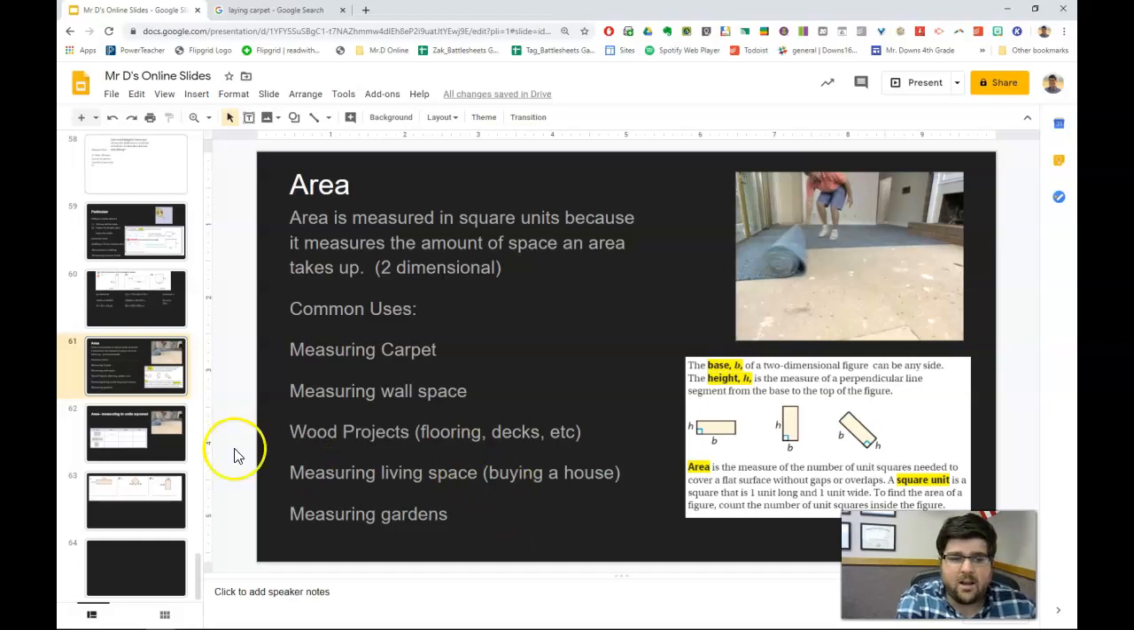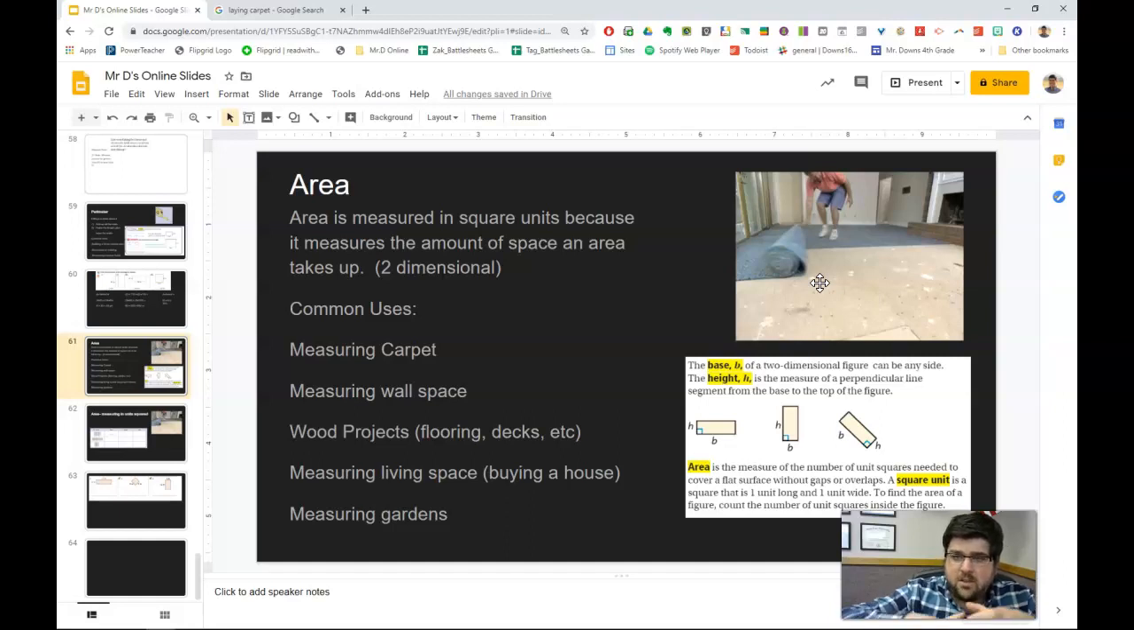What strips students' gears just a little bit when they're thinking about area is that it's measured in square units. So a square unit is a square that is 1 unit long and 1 unit wide. And if you think about, like, this guy laying carpet, you can't just measure in straight lines to figure out how much carpet you would need to lay down.